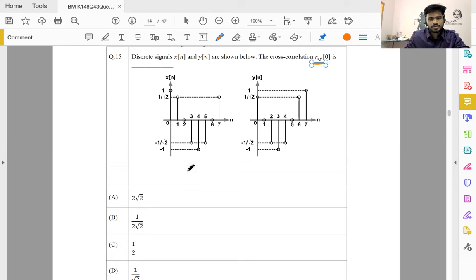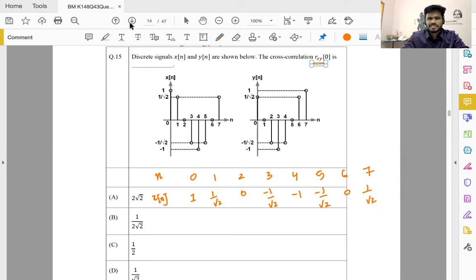Let's quickly do this. 0, 1, 2, 3, 4, 5, 6, 7. These are indices. We have x of n. Okay, notice it starts at 1. We get to 1 over root 2. Then we get to 0. Then this is minus 1 over root 2. Then this is minus 1. And this is minus 1 over root 2, 0, and 1 over root 2.